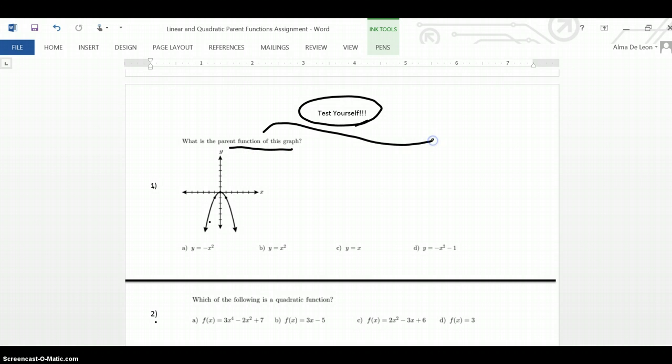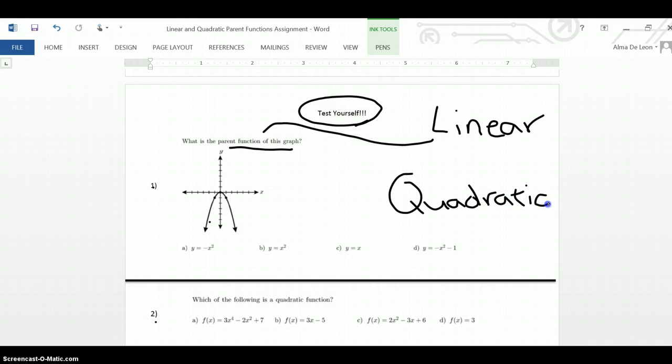Remember, in real life you have 2 parents. Well, in Algebra 1 we're only going to look at 2 parent functions: the linear parent function and the quadratic parent function. If you're looking at a linear function, you're looking at something in the shape of a line. If you're looking at a quadratic function, because you have the letter U, you're looking at something in the shape of a U.